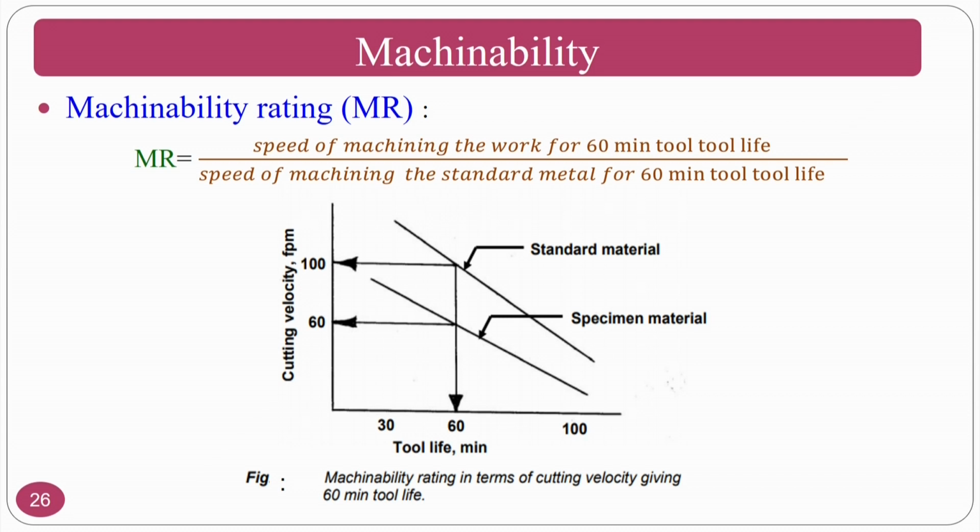At the same time, if you see a particular material, cutting velocity 60 and 100, if you are comparing standard material and specimen material, at 60 minutes my specimen material will have 60. How about the standard material? You can go up to a cutting velocity of 100. Okay, so for 60 minutes, as 1 hour is my tool life condition for this one.